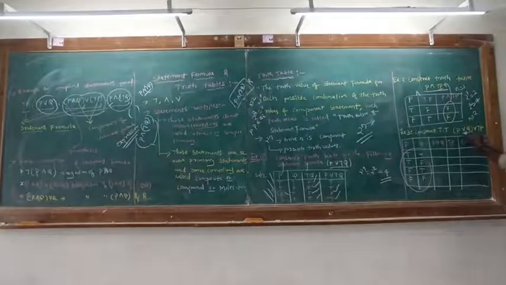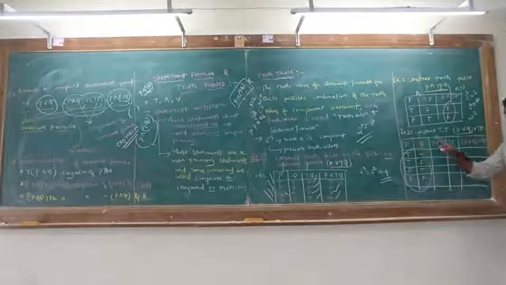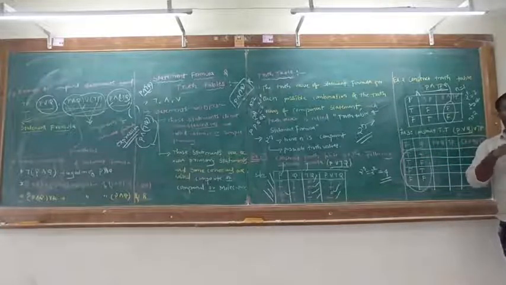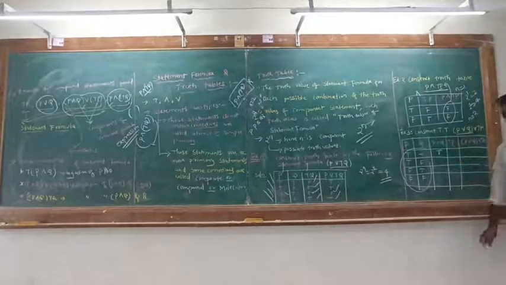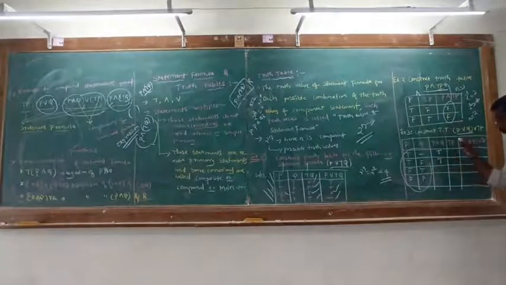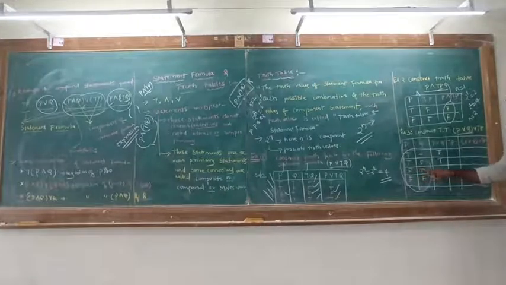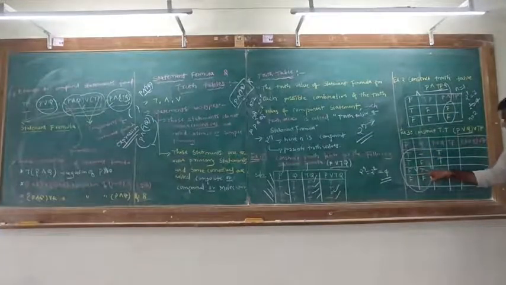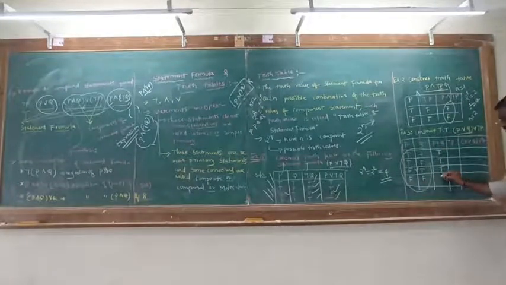Okay, next, what will we do? P disjunction Q. You have the P, you have the Q. Now do the disjunction. Disjunction means OR operation. See here, in the OR operation, whenever both are true or either one is true, it is true. If both false, false. True, true, true. False, disjunction true, that is true. Both false means in the disjunction, that is false only.